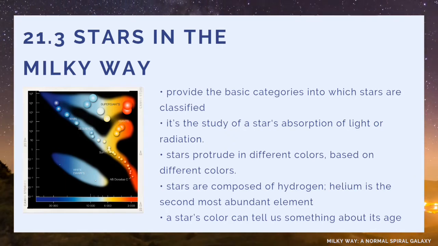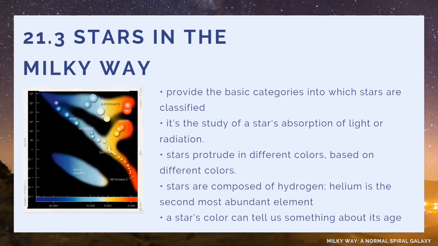Cecilia Payne-Gaposchkin stated that stars are overwhelmingly composed of hydrogen. Helium is the second most abundant element. As stars become older, they run out of hydrogen to burn, reducing the quantity of energy they release. Thus, younger stars look bluer and older stars appear redder.